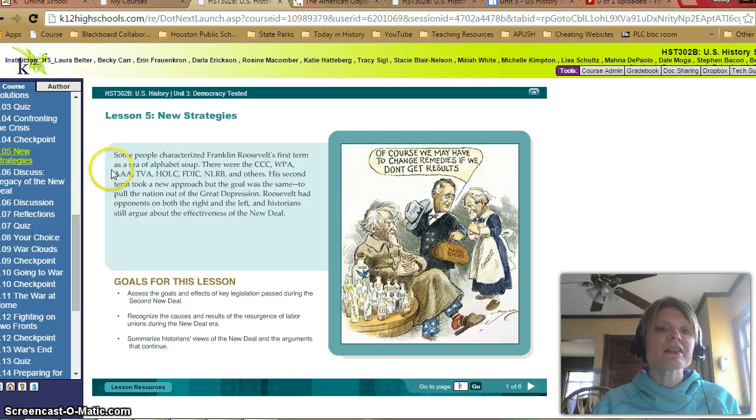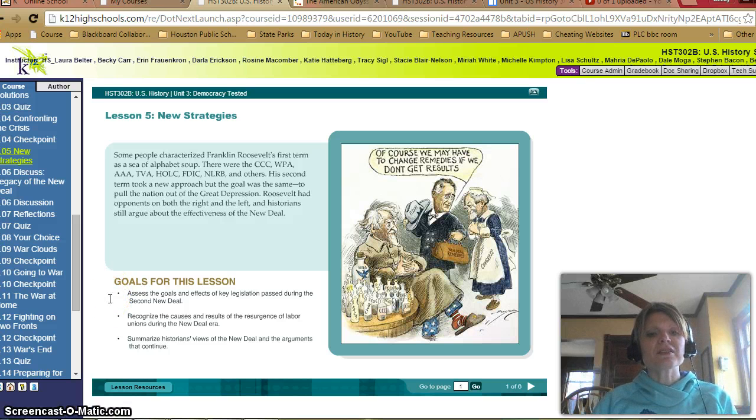Some people characterized Franklin Roosevelt's first term as a sea of alphabet soup. There were the CCC, the WPA, the AAA, the TVA, the HOLC, the FDIC, the NLRB, and others. That is alphabet soup. His second term took a new approach, but the goal was the same, to pull the nation out of the Great Depression. Roosevelt had opponents on both the right and the left, and historians still argue about the effectiveness of the New Deal.